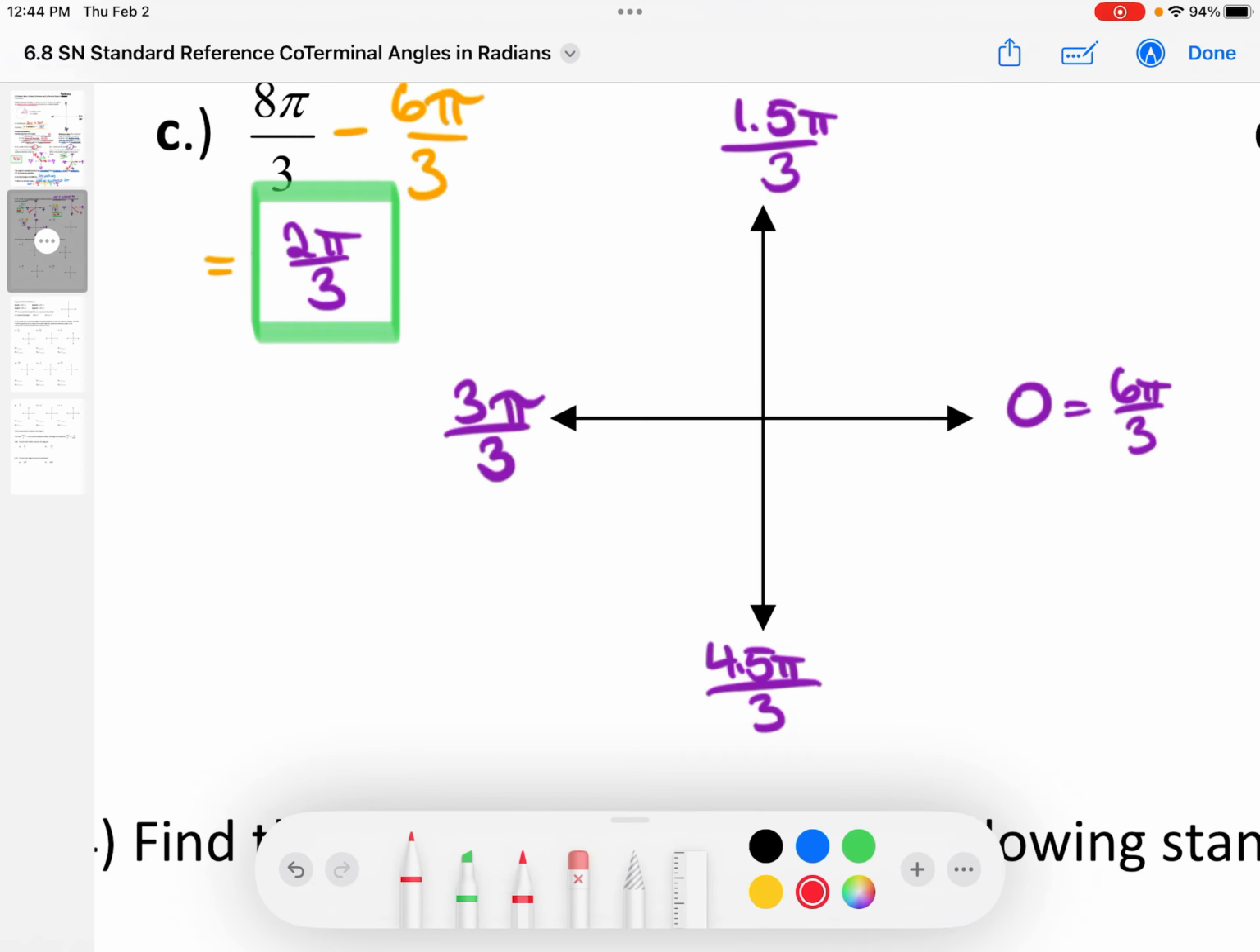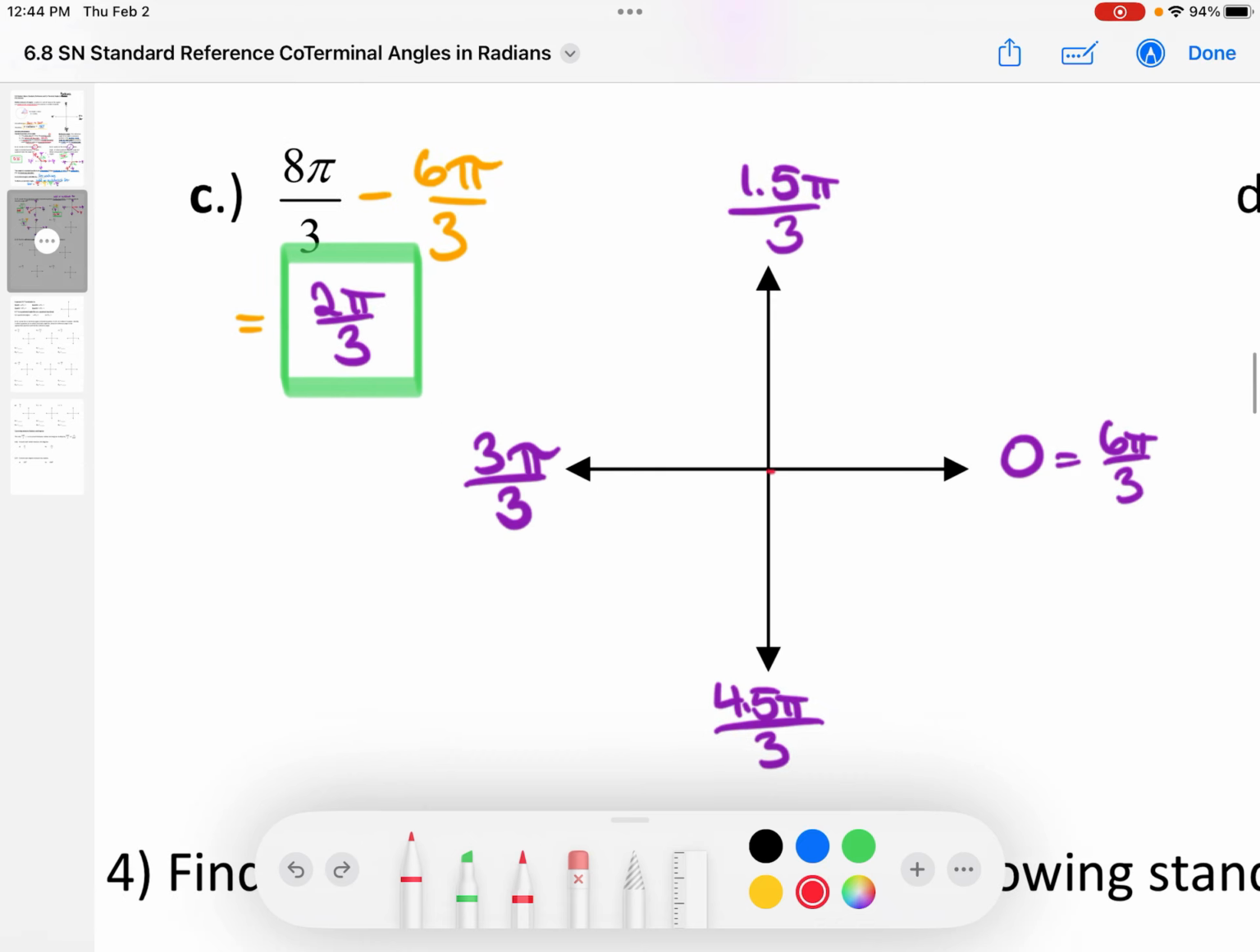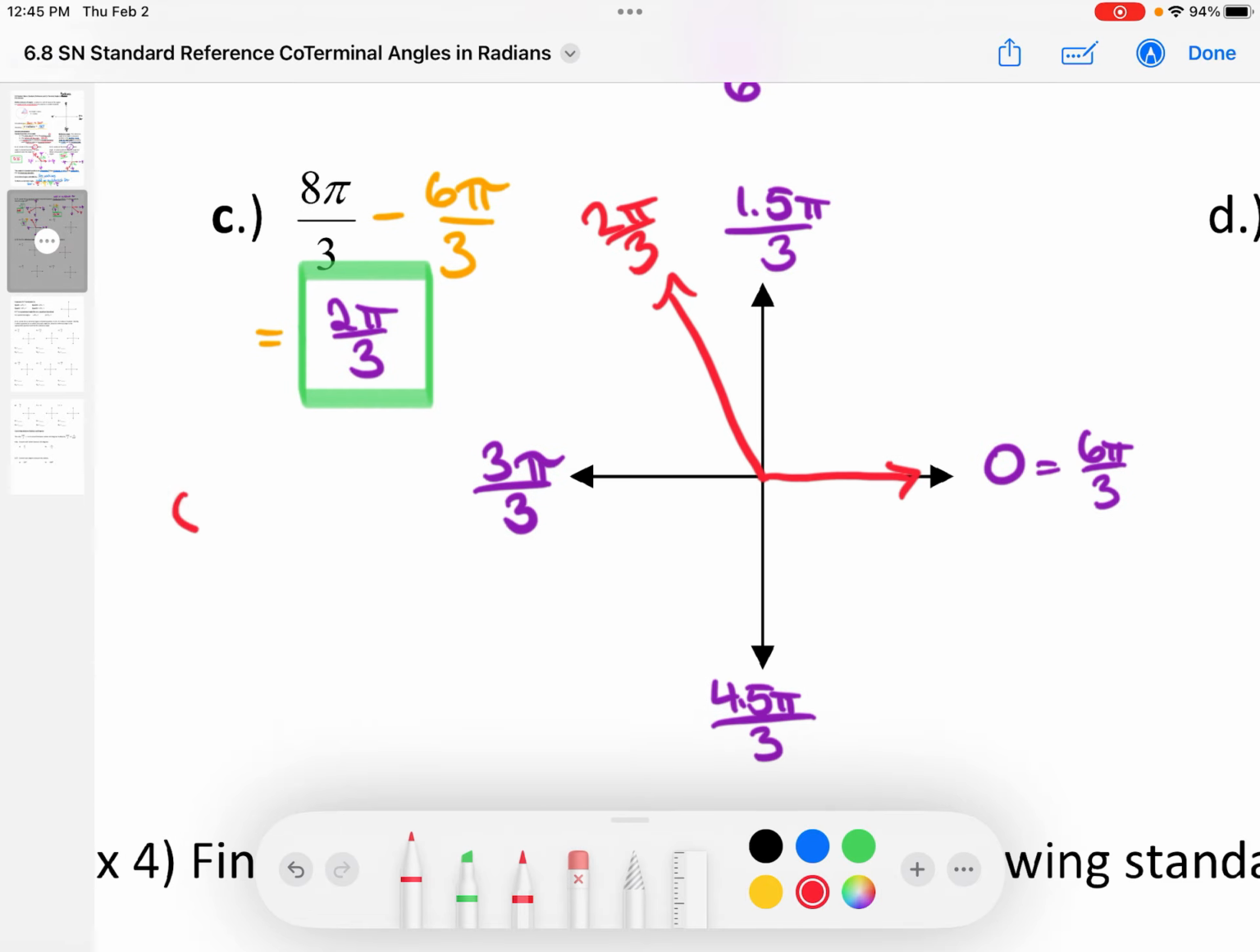Then to locate 2 pi over 3, it's going to be between 1.5 pi over 3 and 3 pi over 3. It's going to be closer to the 1.5. We start at 0, and we rotate a little bit into quadrant 2, and 2 pi over 3 is located here in quadrant 2.